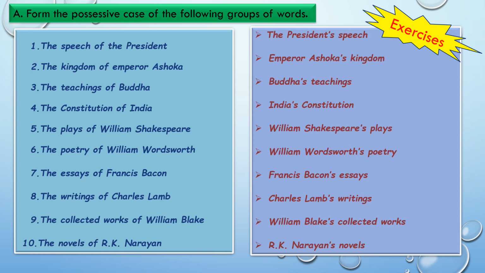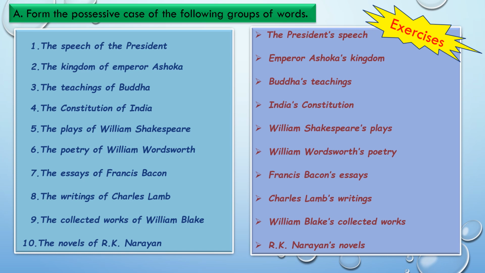Another, the kingdom of Emperor Ashoka. So, Emperor Ashoka's kingdom, because this kingdom belongs to Emperor Ashoka. And Ashoka, a singular noun, does not end in s, so we will add apostrophe s.